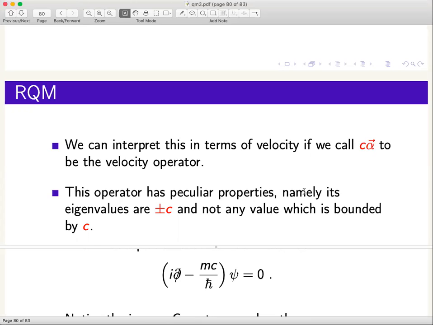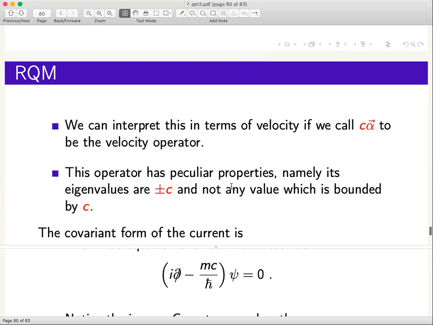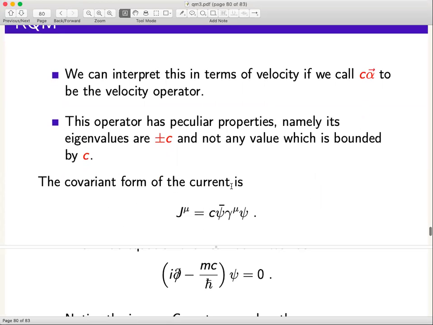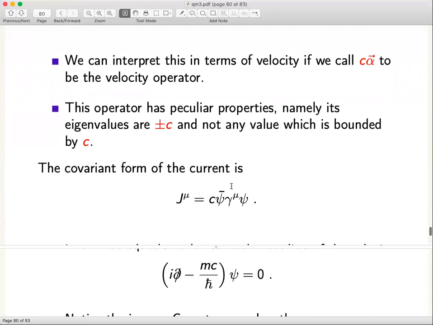And that was one of the interpretations given to the fact that this velocity operator has eigenvalues plus or minus c. We will not get into this discussion, but how the Dirac particle would actually move is through Zitterbewegung. Anyway, it doesn't concern us right now.